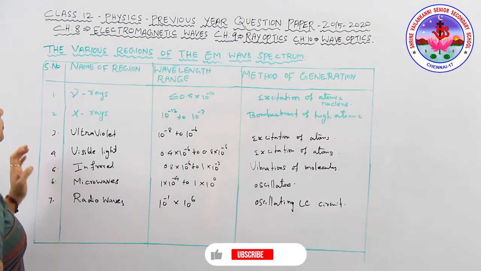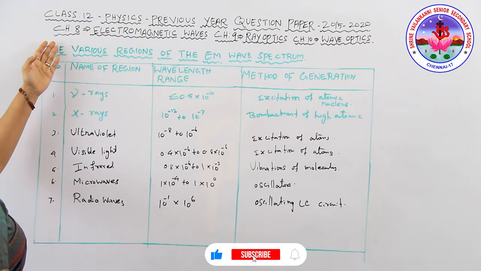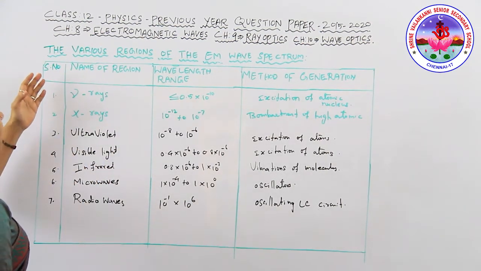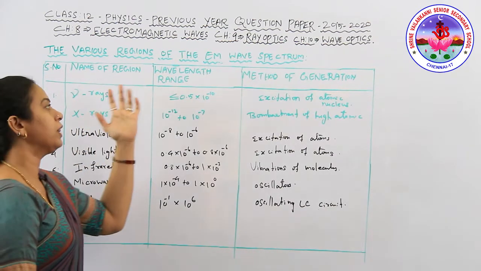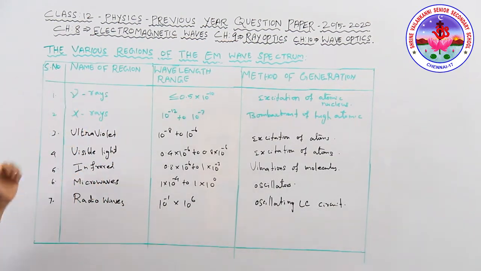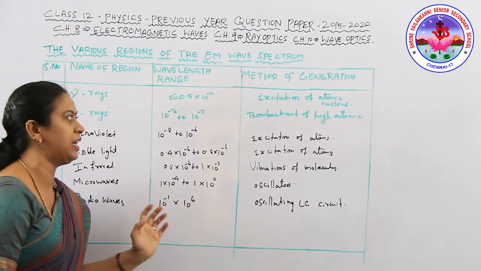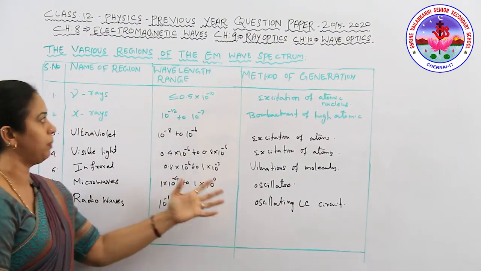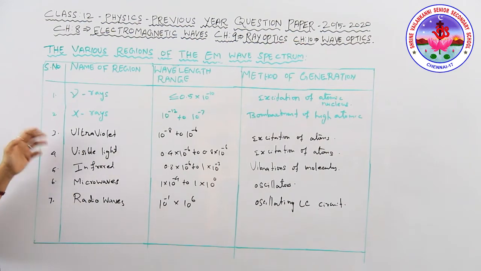Yes, students. Now we'll discuss chapter 8, electromagnetic waves. For EM waves, you must know about the various regions of the wave spectrum. If you know this, you will definitely get 2 to 3 marks from this region. That means the range of the wave spectrum.